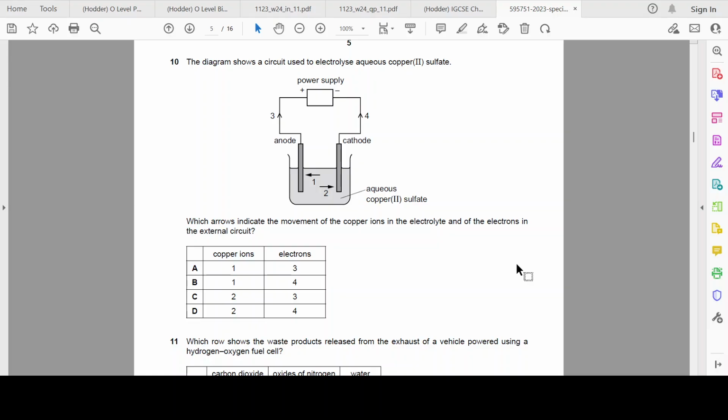The copper ions are moving towards the cathode. The cations move towards the cathode. And the electrons are moving towards the positive terminal because electrons flow from negative to positive. And also, from the perspective of anions, they move to the anode and give up the electrons, and obviously it flows to the positive terminal.